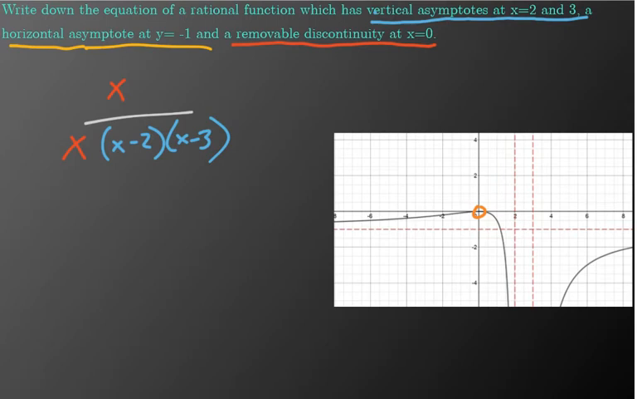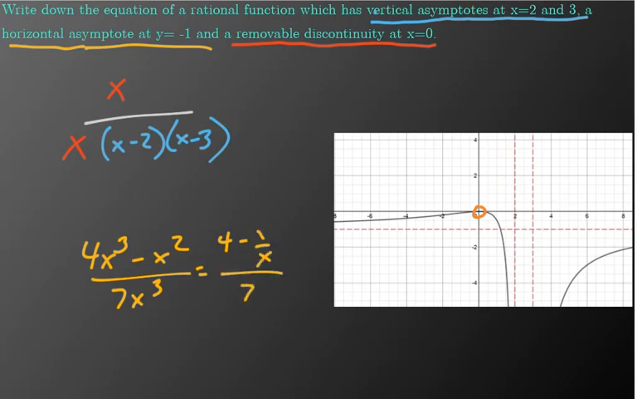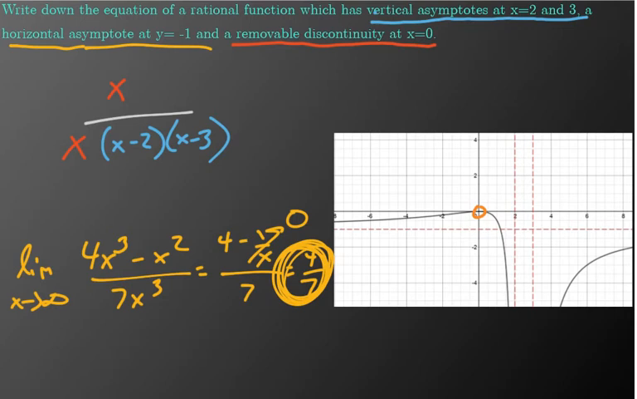For those, we know that if I had 4x cubed minus x squared over 7x cubed, for example, to find the horizontal asymptote of a rational function, you just divide out by the biggest power. So I would divide out by x cubed here. That'd be 1 over x, and then this would be 7. Then you just take the limit as x goes out to infinity, right? This one would go to 0, and so you would end up with 4 over 7. And that would be your horizontal asymptote.